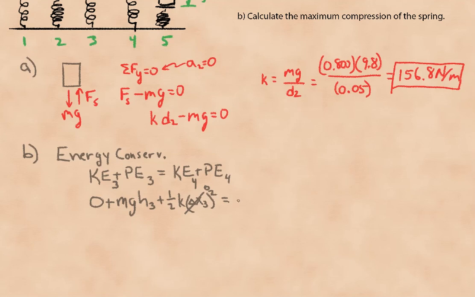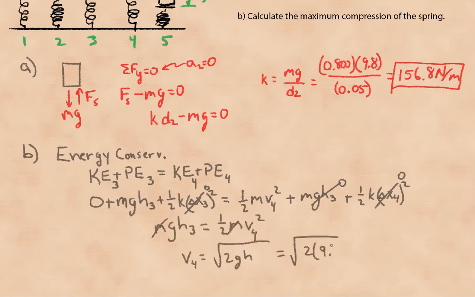In position 4, the block is just sitting above the spring, has not contacted or is just at the point of contacting it. So I have a kinetic energy, a gravitational potential energy of 0, and a potential energy in the spring of 0 because, again, the spring is neither stretched nor compressed in position 4. So the speed of the block just before it contacts the spring is 4.85 meters per second.